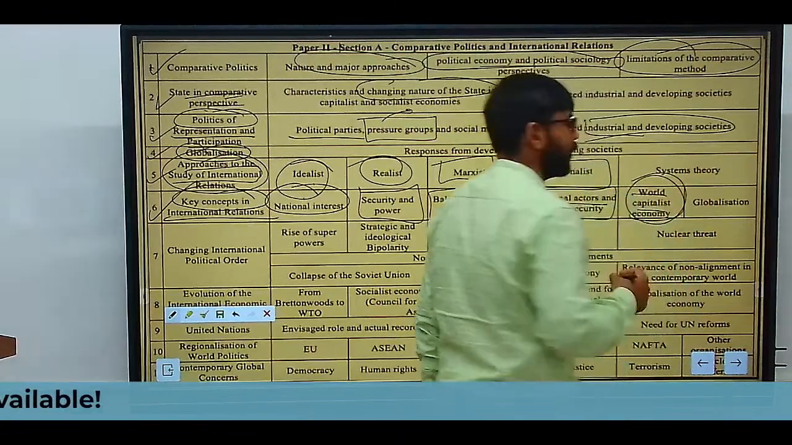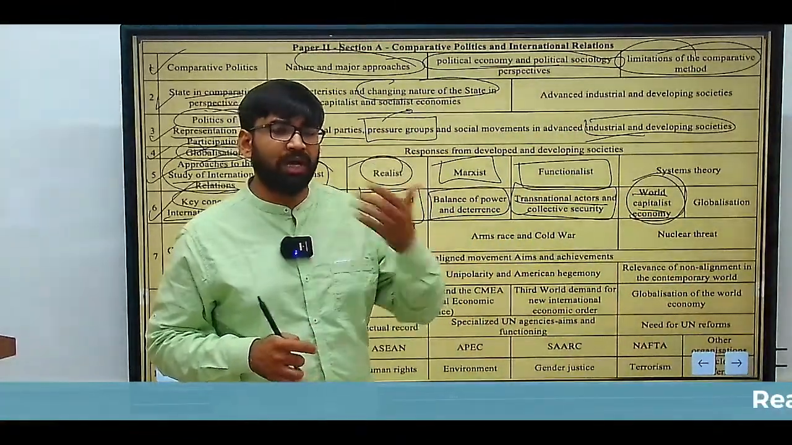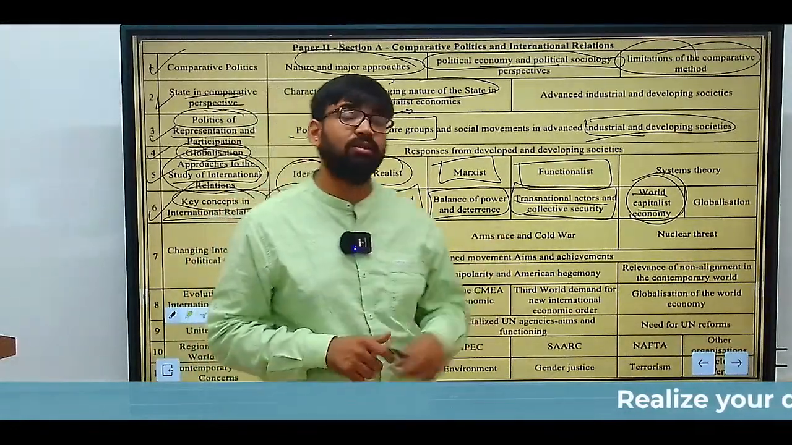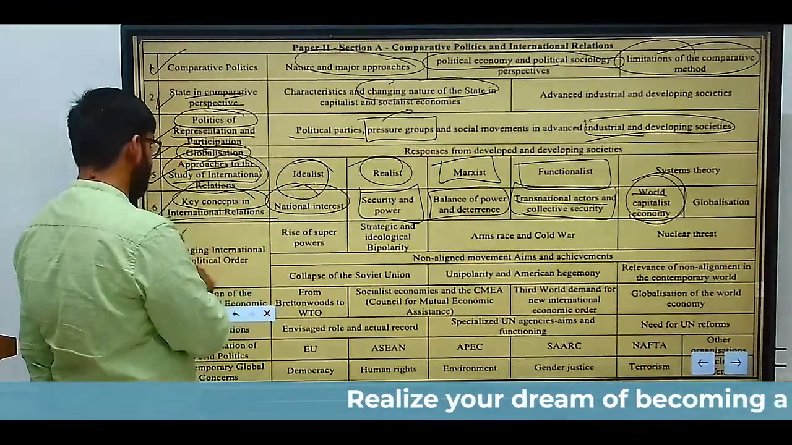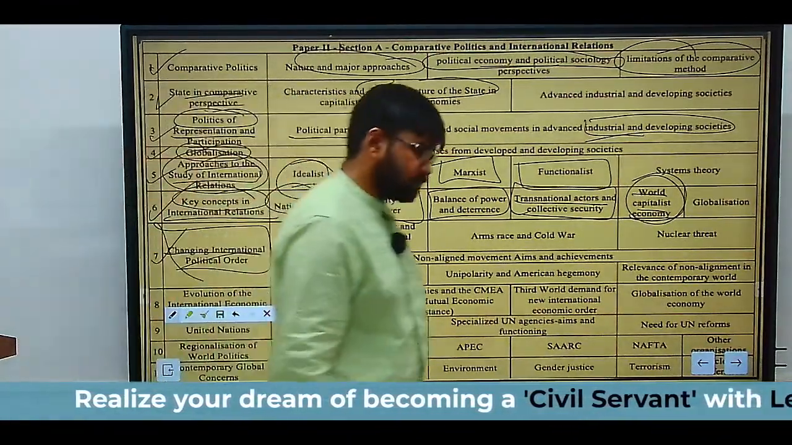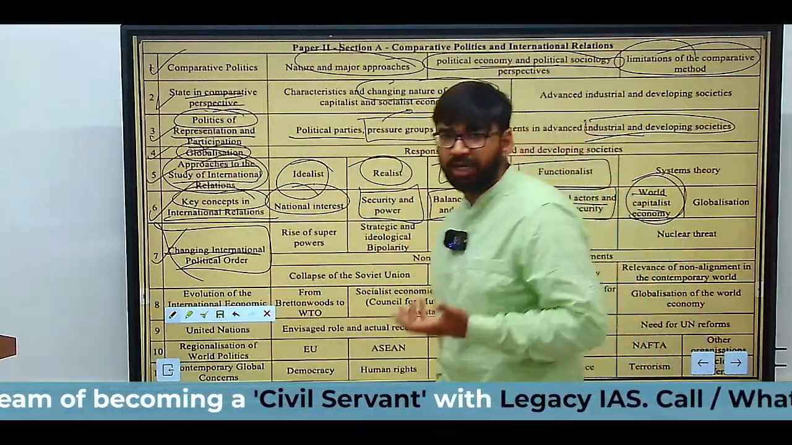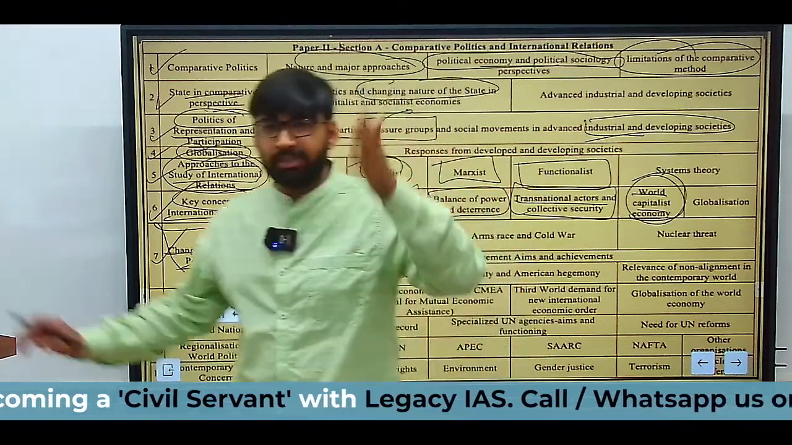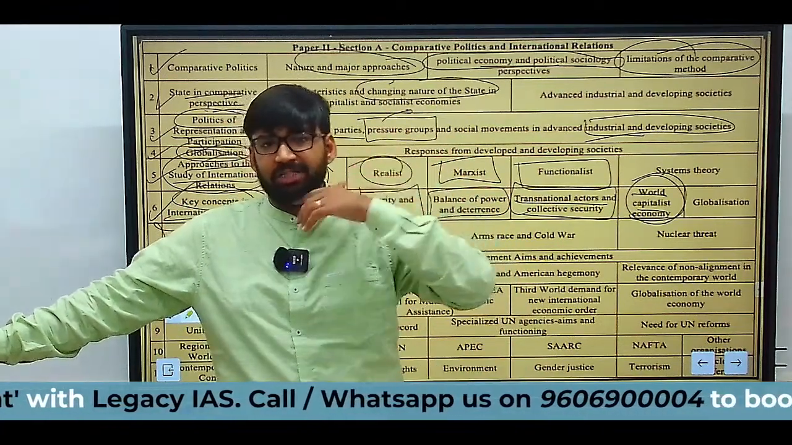Then the world capitalist economy. Here we are going to understand the US, WTO, and different tools. Then globalization. Clear? Then another important chapter, changing international political order. This political order has been changing since the 17th century.